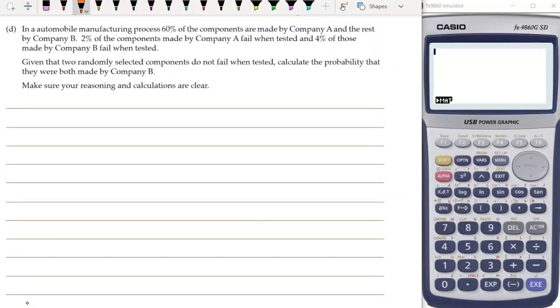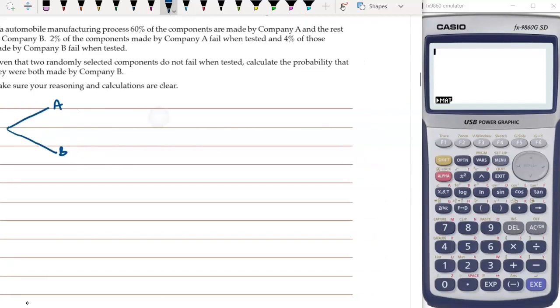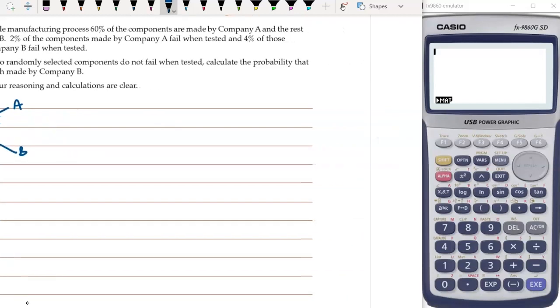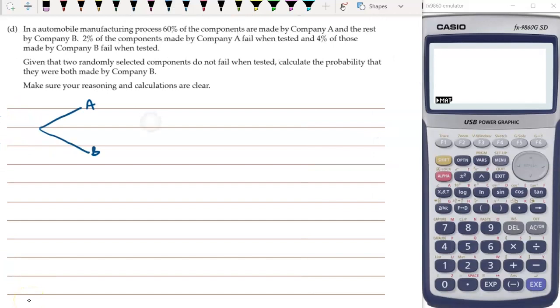Okay, with part D, let's set this up as a tree diagram so we can see what's going on here. So it could be that it was made by company A or company B. 60% of the components are made by company A. So if you select one at random, you would get a 0.6 chance of it being company A and a 0.4 of B.